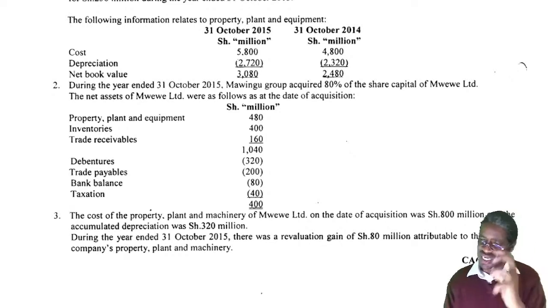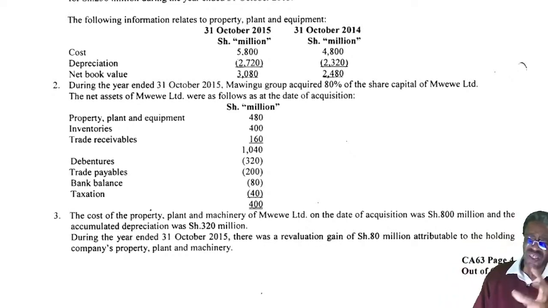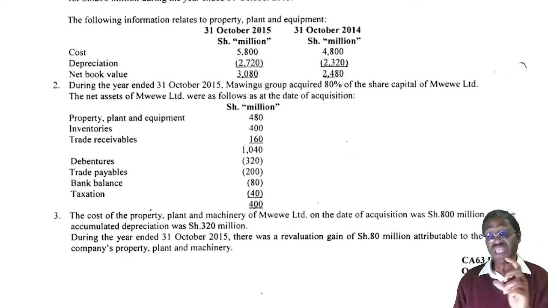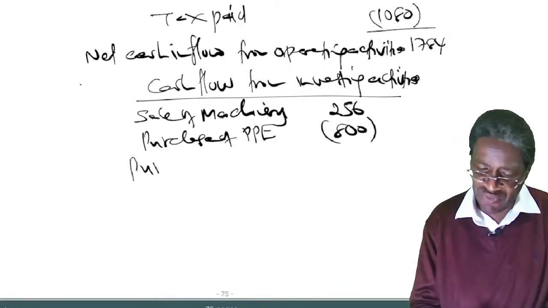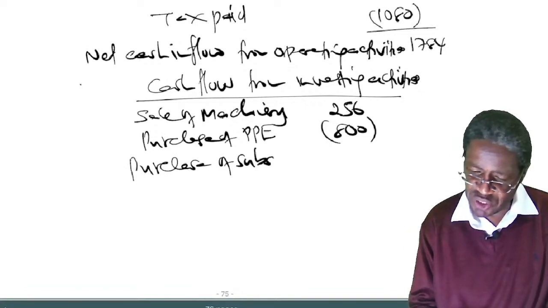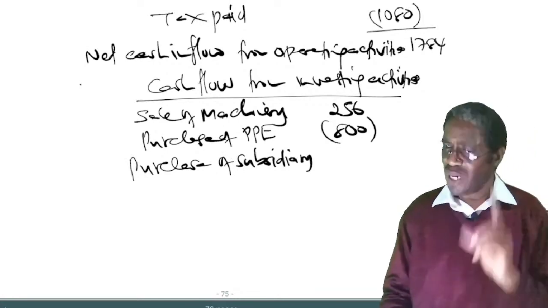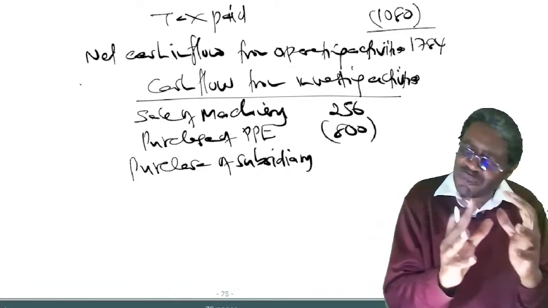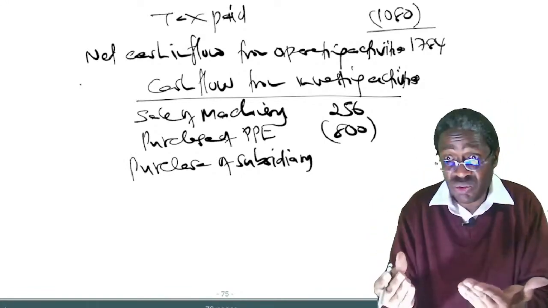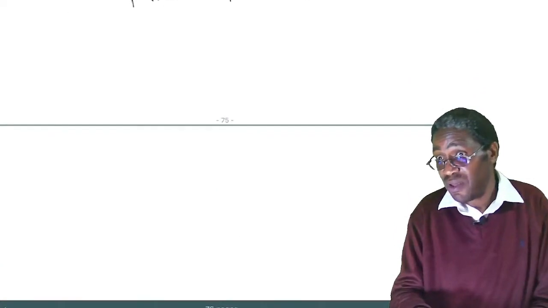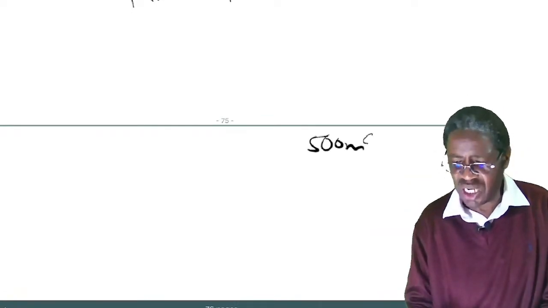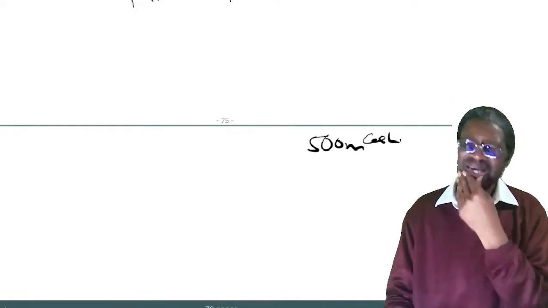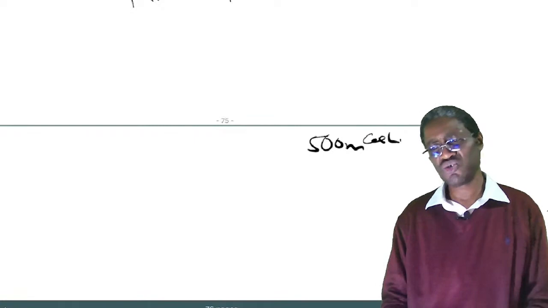I want you to listen clearly there, because I told you, by buying a subsidiary company, you invested. And so we said, among your investing activities, you shall have purchase of subsidiary. We said, go find out from the question, to buy this subsidiary company, what did it cost you? Maybe the question tells you, you paid 500 million cash.